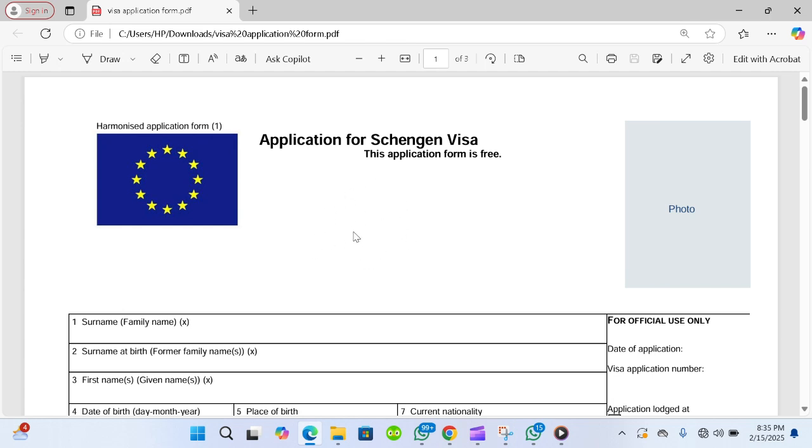The first, number 1, is surname, family name. Here you write your last name as it appears on your passport. Then number 2, surname at birth, former family name. Here, if you had a different last name before, for example due to marriage, write it, or otherwise leave it blank. Number 3, first names, given names. Here, you write your first names exactly as they are on your passport.